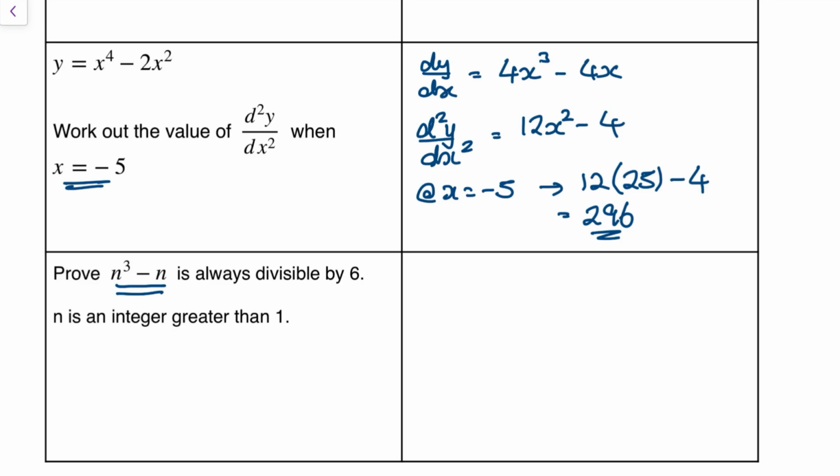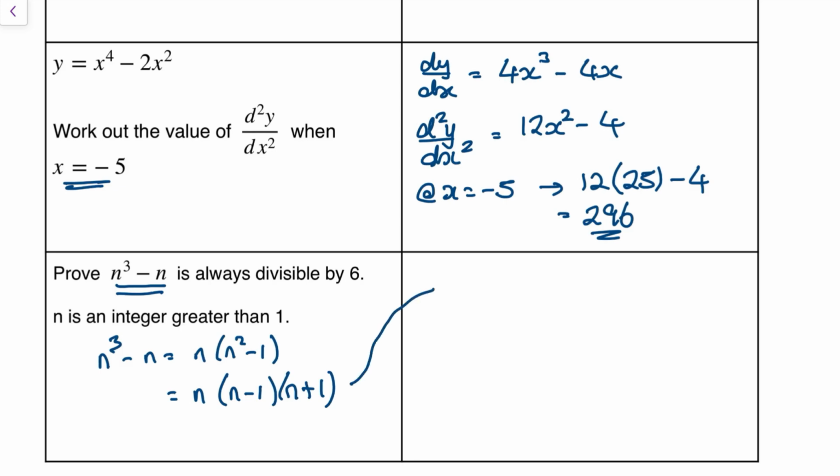The way of doing this is you need to remember that n cubed minus n is the same as n times n squared minus 1, which is the same as n times n minus 1, n plus 1. So far, so good. Then I would know that I could write this as n minus 1 times n times n plus 1. And you might be thinking, so what? Well, the important thing is that this is 3 consecutive integers.